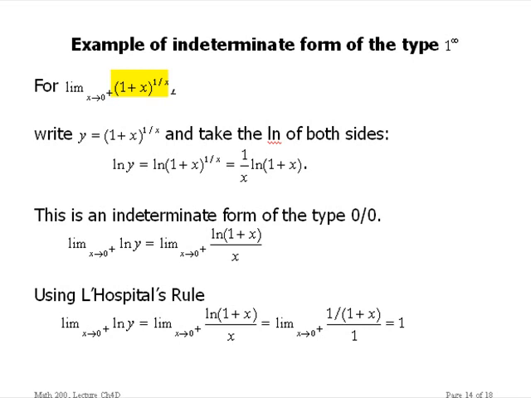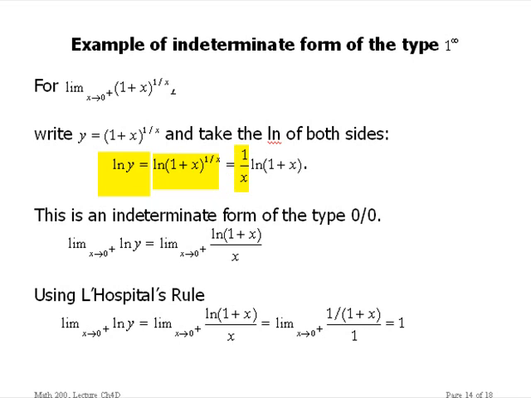So I'm taking the limit as x goes to 0 of (1 plus x) raised to the 1 over x. This would give me the form 1 raised to the infinite power. Well, what is this? Probably 1, but I don't know right now. So what I do is take y equals (1 plus x) to the 1 over x. Take the log of both sides. Log y equals the log of this. Obviously the 1 over x comes out in front, and I have the log of 1 plus x.